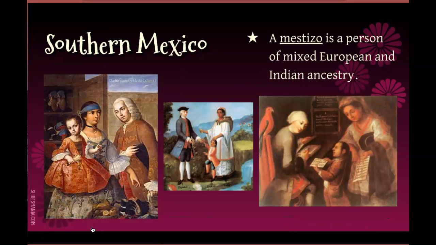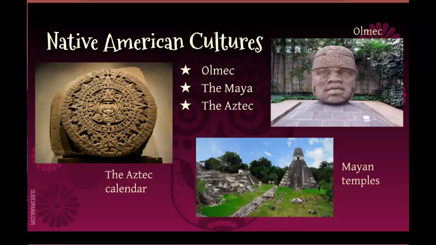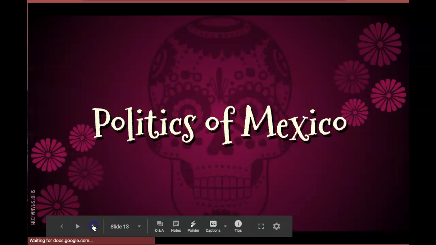Southern Mexico is mestizo. A mestizo is a person of a mixture of European and Indian descent. Native American cultures are the Mayan and the Aztec. The Aztec calendar is right here. The Mayan temples, the Olmec here. And the person recording this video is Dr. Sanderson, and I actually was able to visit the Mayan temples. It was pretty amazing.